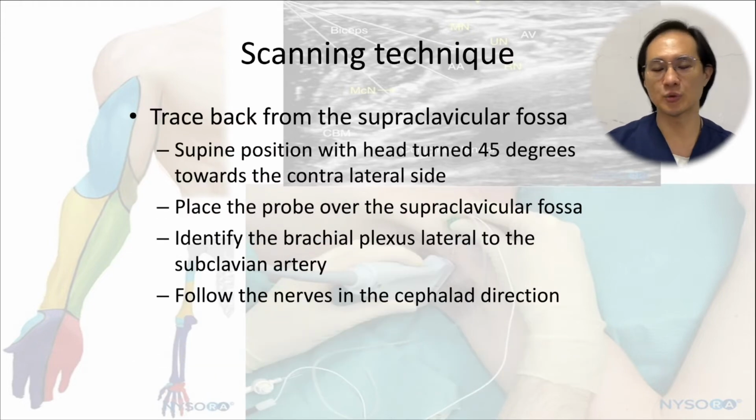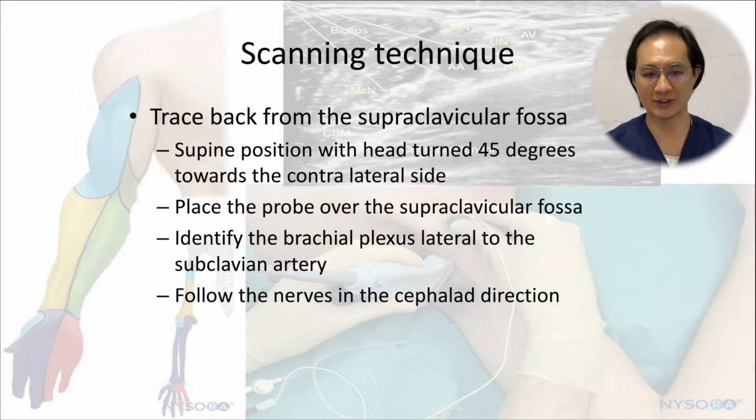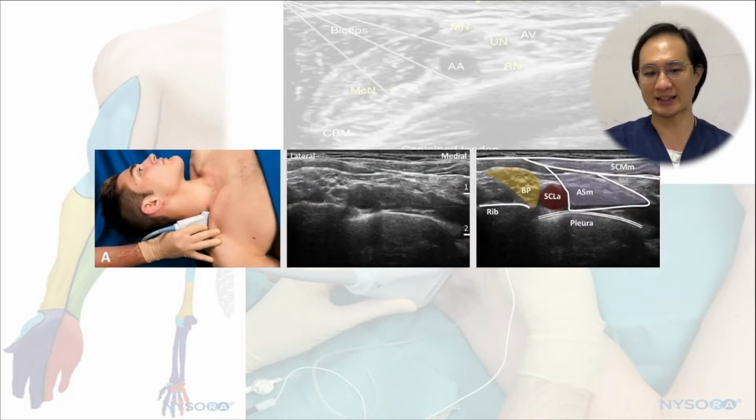The other technique, which I personally find easier, is to trace back from the supraclavicular fossa. Initially you put the probe at the supraclavicular fossa to get a view of the brachial plexus at the supraclavicular level. Then you trace the brachial plexus upwards to get the view of the brachial plexus at the interscalene level. This is a picture to illustrate the supraclavicular scanning, and you identify the brachial plexus at the supraclavicular fossa.